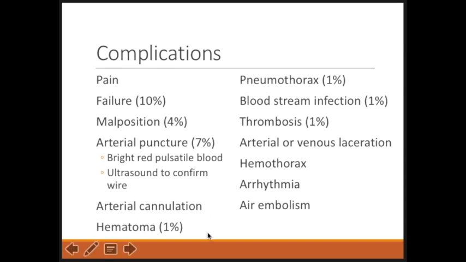Small hematomas are common. Pneumothorax is possible, especially with subclavians. Bloodstream infections and thrombosis are time-dependent variables, so the longer the catheter's in, the more likely they are to occur. So always try to remove your catheters sooner rather than later. More serious bleeding can occur, and arrhythmias are important to monitor for on cardiac monitor.